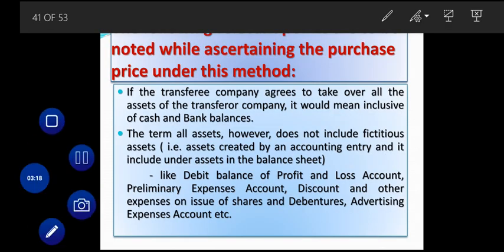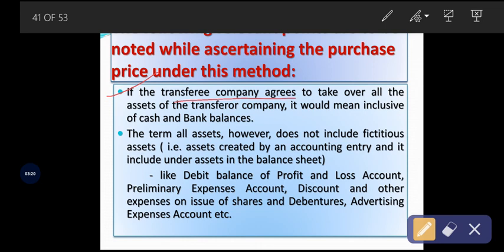Once again, if the transferee company or purchasing company agrees to take over all the assets of the transferor company, it would mean inclusive of cash and bank balances. That is, we have to assume that, including cash and bank balances, the transferee company has taken over all the assets of the transferor company.